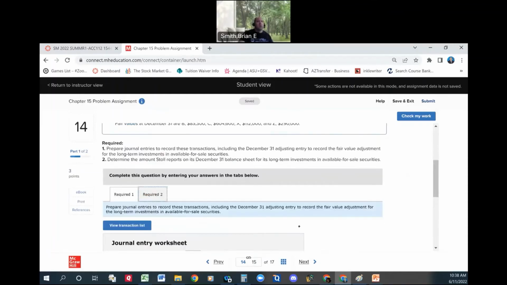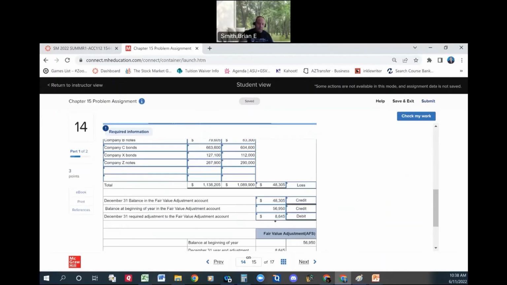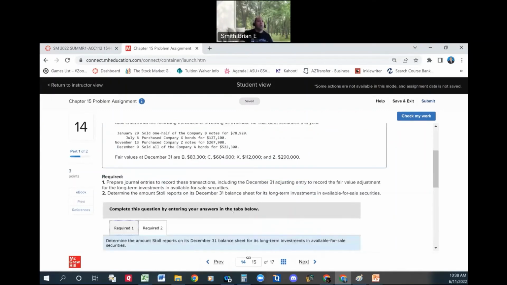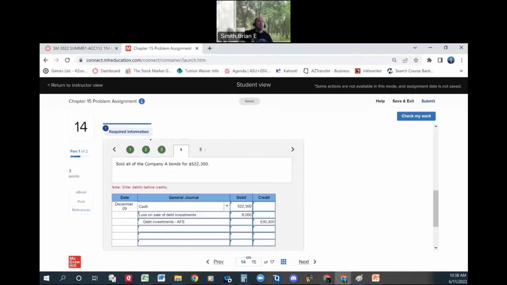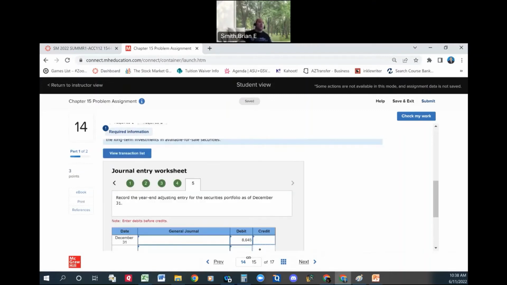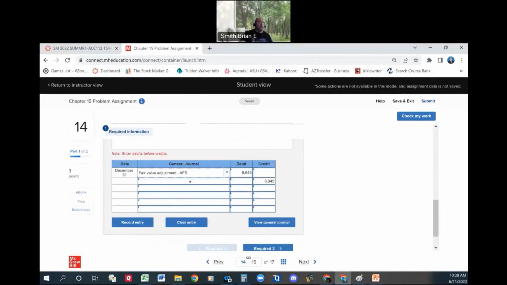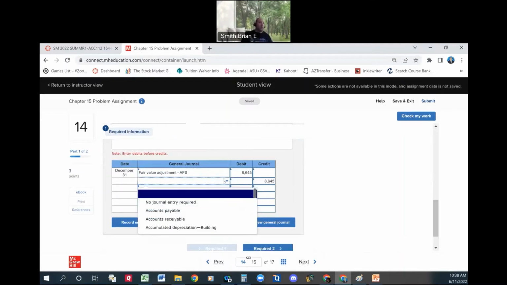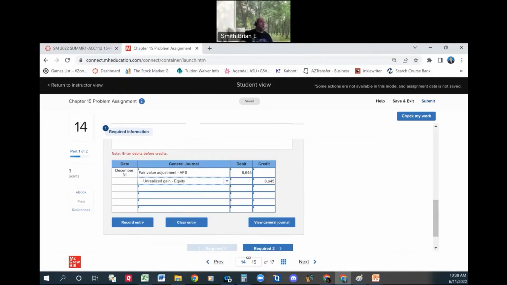All right, so our adjusting journal entry is going to be this. I'm going to write that down so I don't have to read. Well, 8645. So we're increasing the fair value adjustment for available for sale securities. And then we are going to credit unrealized gain. And this one's going to equity, remember, because it's available for sale. Now, I don't know, I missed that journal entry.